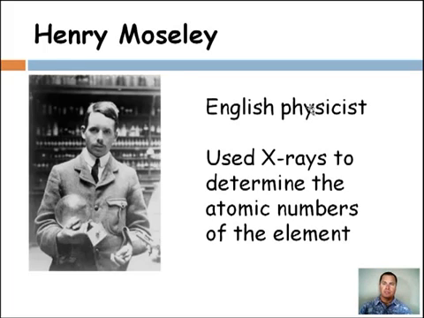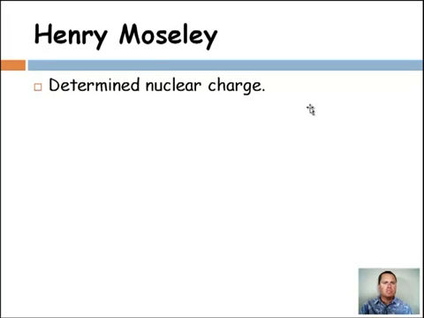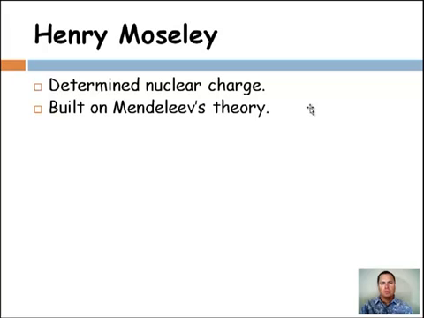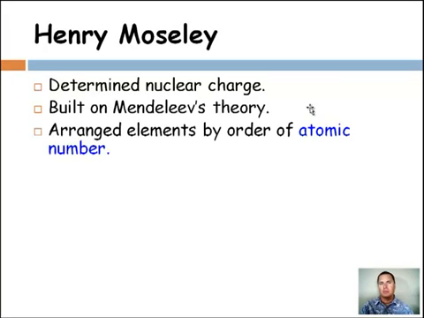Our modern periodic table is based on the work of Henry Moseley. Moseley was an English physicist, and he used X-rays to determine the atomic number of elements, that is, to determine how many protons were in the nucleus. So Moseley determined the nuclear charge. He built on Mendeleev's theory of repeating trends, but unlike Mendeleev, he arranged his by increasing atomic number.